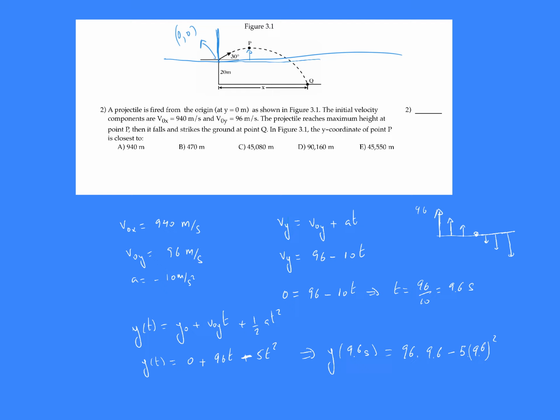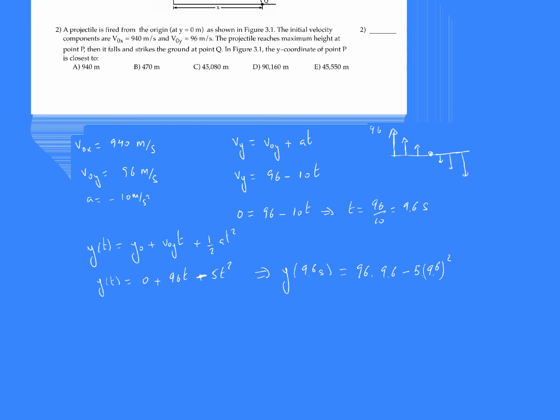So it means that it has a lot of initial velocity in the x direction. So the velocity vector is something like this. 940 meters per second in the x direction, and only a small velocity, 96 meters per second in the y direction. So the angle that the initial velocity vector is making is composed of the velocity in the x direction, 940, and the velocity in the y direction, 96. So in this problem, the initial angle is very small.